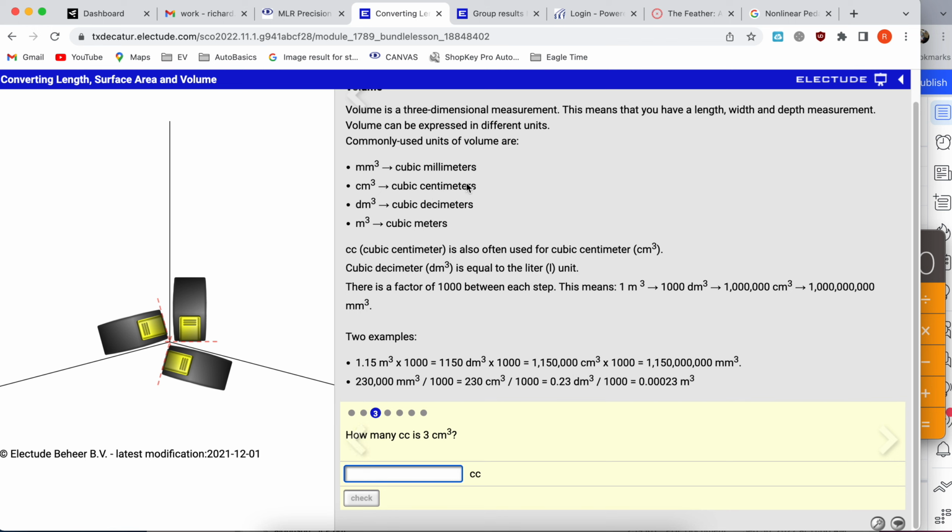Number 3 is just asking you about this line of text right here. If we were to read this question using the wording that it gave you up here, we would read this question as how many cubic centimeters is 3 cubic centimeters? And we would answer that by saying 3 cubic centimeters is 3 cubic centimeters.